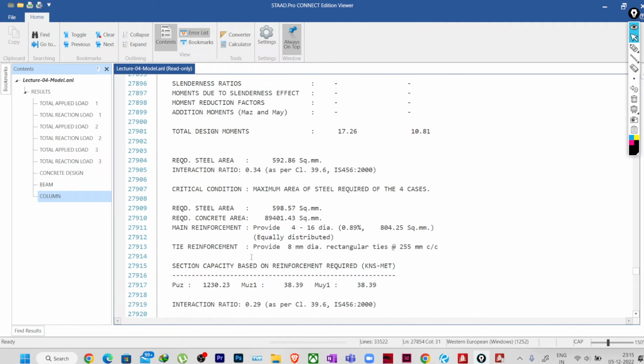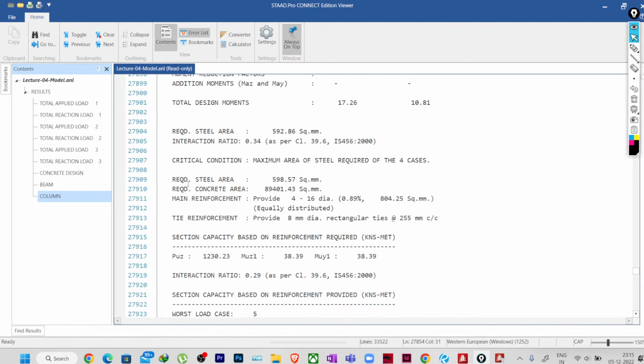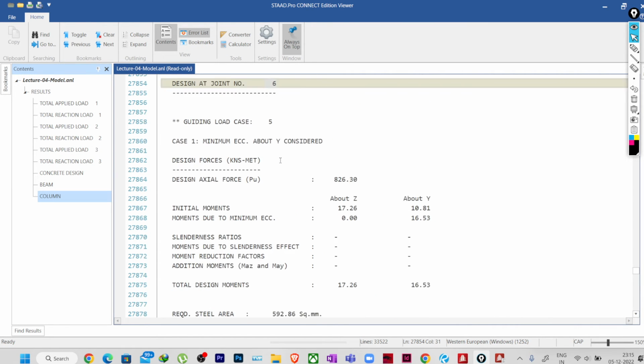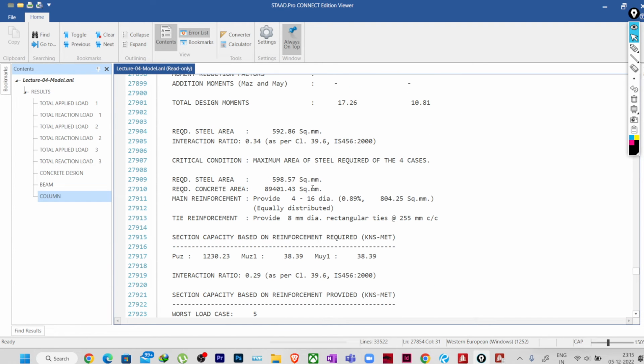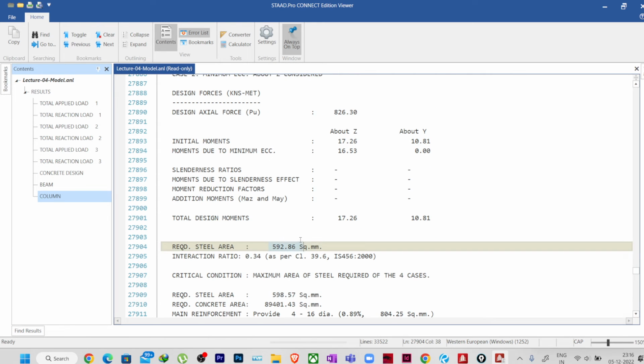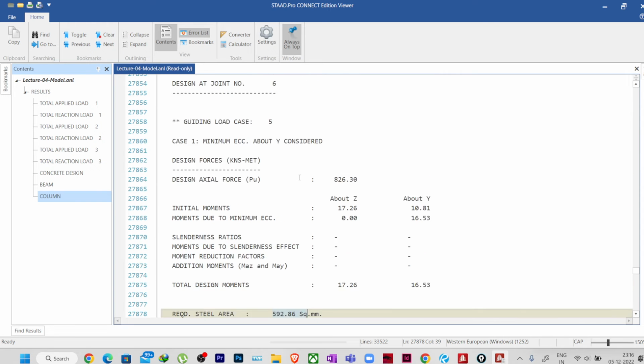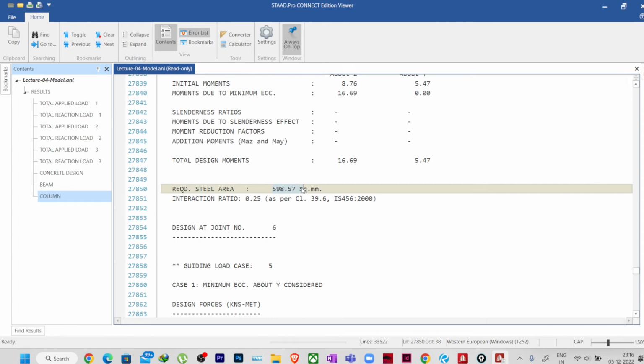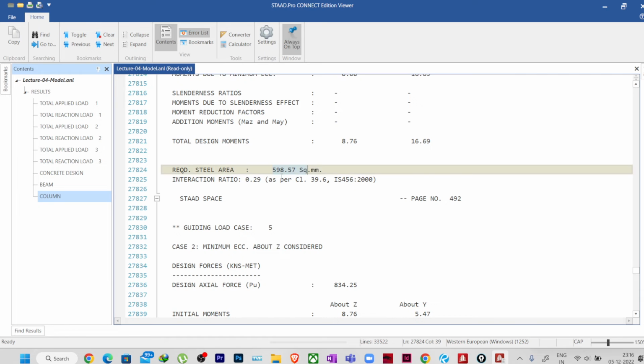Now we can see here the required steel area in 4 cases. We have 2 cases in joint number 1 and 2 cases in joint number 6. Among these 4 cases, the critical reinforcement requirement is 598.57. We must cross-check whatever we are getting. Actually it is 592.86 in one case, 598.57 in the other case, and obviously it will be the same 598.57.